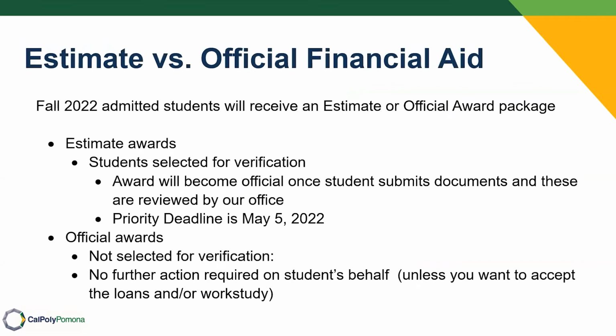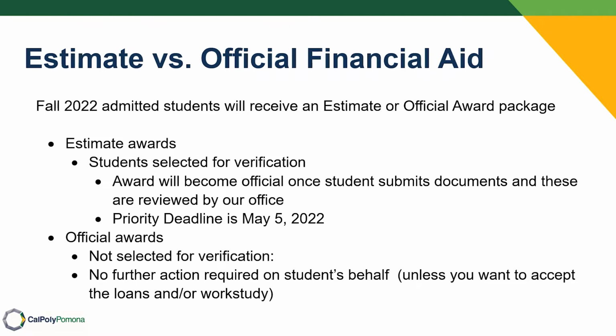For any student who's incoming, when you complete your application, you should be offered either an estimated offer or an official award offer. Estimated awards are for any student who is selected for verification. It means we first need to confirm what you've put on your application is accurate before we proceed in posting an official offer. Your award will become official once we've received the documents from your to-do list and they're reviewed by our office. We do have a priority deadline of May 5th.